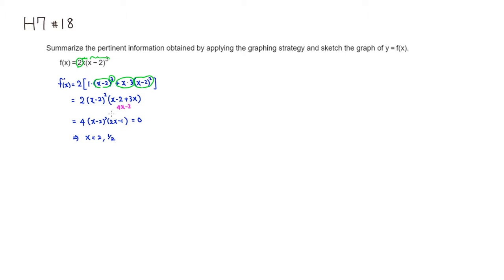So let's see if we have a local maximum or local minimum. I'm going to do a number line. I'm going to put 1/2 and 2, and then we're just going to test the sign. Anything less than 1/2, let's try 0. If you plug in 0 into the derivative, that part is positive, and 2 times 0 minus 1 is negative, so the whole thing is going to be negative.